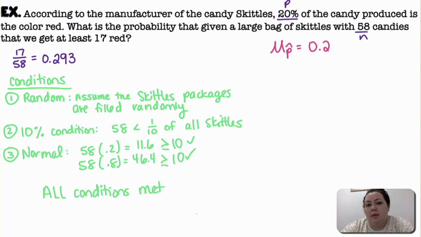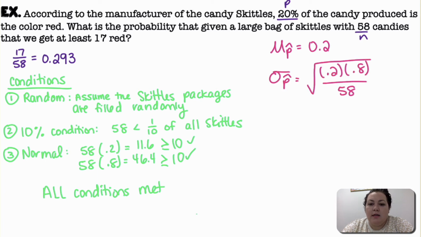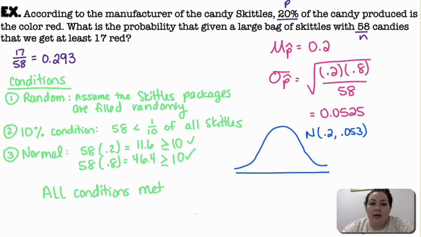I need to now find the mean and the standard deviation. So mu of p hat is going to be equal to p, which is 0.2. The standard deviation of p hat is going to be the square root of p times 1 minus p over n. P is the population proportion, which is 0.2. 1 minus p will be 1 minus 0.2, which gives me 0.8, over n, which is 58. That gives me 0.0525. So now I can use a normal distribution. I have the mean and the standard deviation.